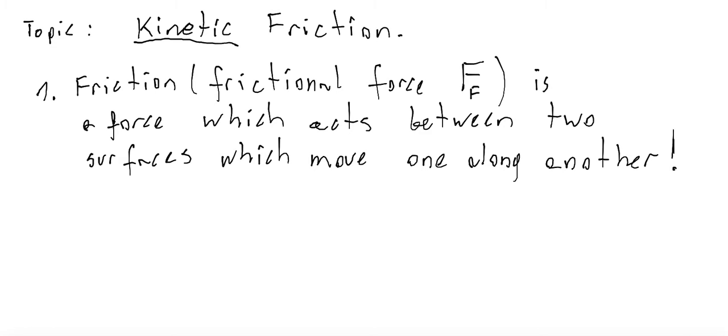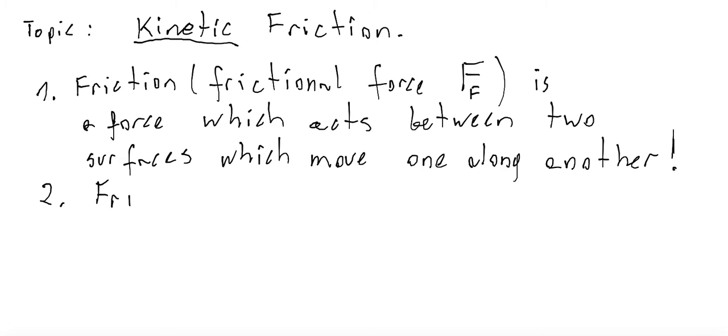Yeah, so we have to have two surfaces which move. So basically, two surfaces which slide. Sometimes this type of friction is known as sliding friction, not slide of friction, sliding friction. Is it clear?